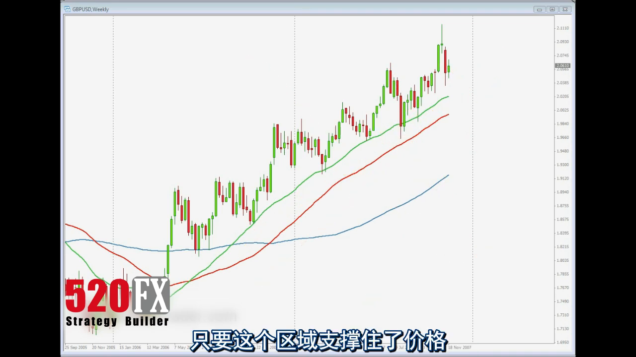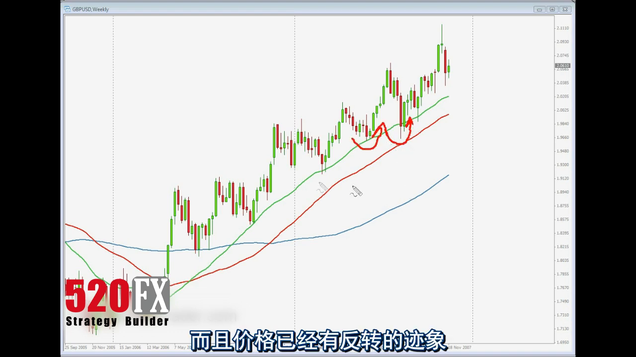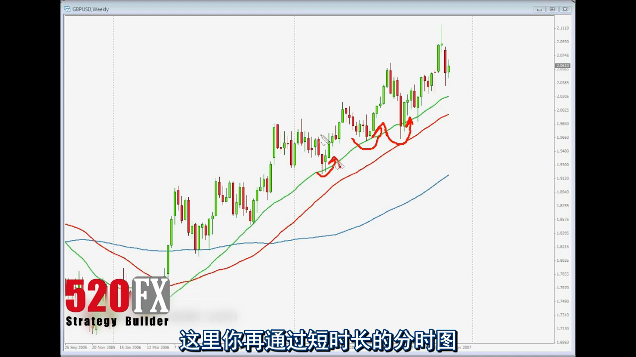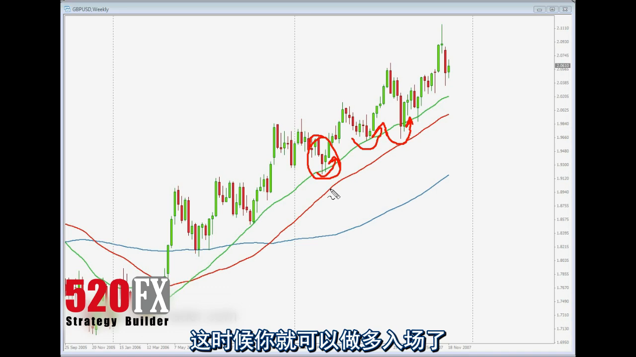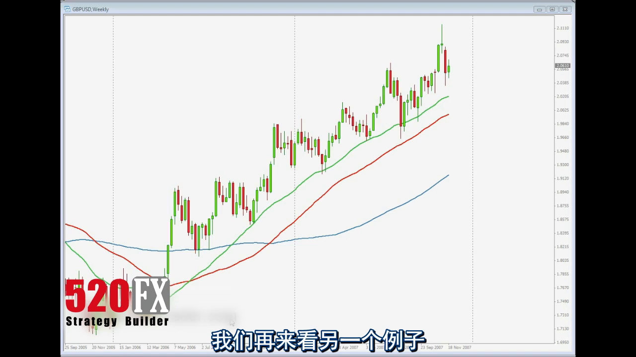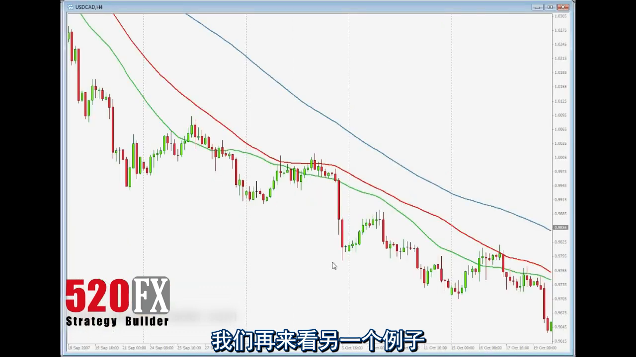As long as this area holds price and price begins to turn around, and you zoom into the short time frames and see a reversal formation as explained in chapter 3, you're good to go for a long entry. You are trading a high probability trade. Right, next, let me show you another example.